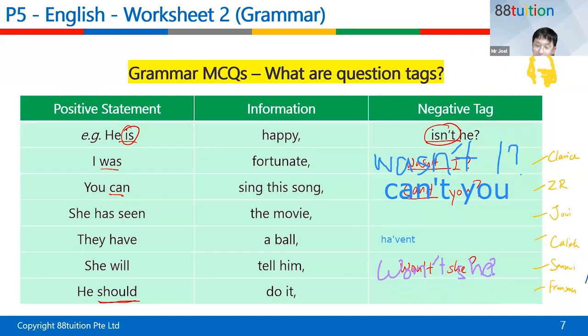And Callista, please complete your sentence. It's not done yet. And how about Jovi? What happened to yours? So Callista is correct. They have, see, have, haven't, right? They have, haven't they? Yeah? How about Jovi and Franson?